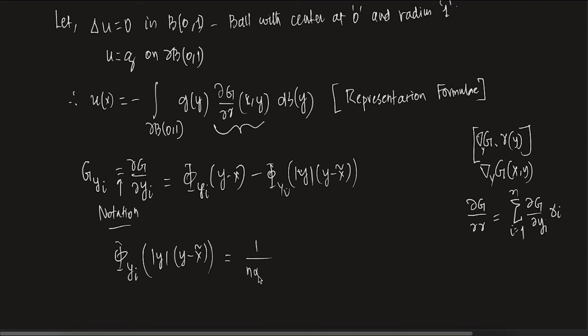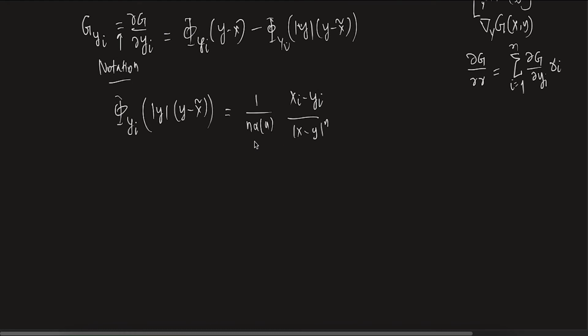It is 1 by n alpha n. You know what phi is, right? You just calculate the derivative with respect to yi. That's all. This is (xi minus yi) by the modulus of x minus y, to the power n. You already know how to do this. You write phi and take the derivative with respect to yi. Sorry, what am I doing? It should be phi of y minus x, the first expression.